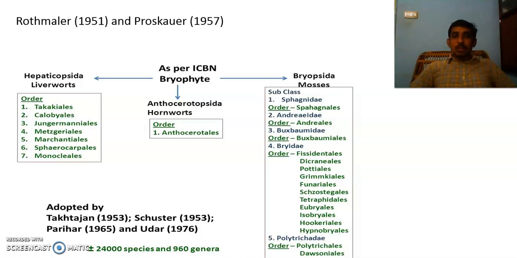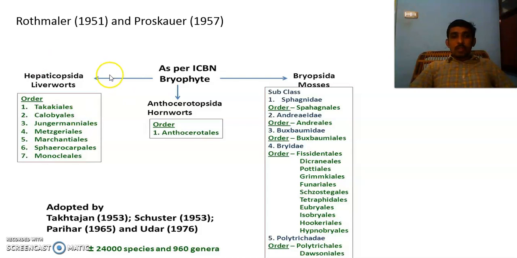When we move into the orders of these three classes, the class Hepaticopsida is divided into seven orders. In this slide, look at my cursor, you can see the left one: Takakiales, Calobryales, Jungermanniales, Metzgeriales, Marchantiales, Sphaerocarpales, and Monocleales. These are the seven orders which come under the class Hepaticopsida.